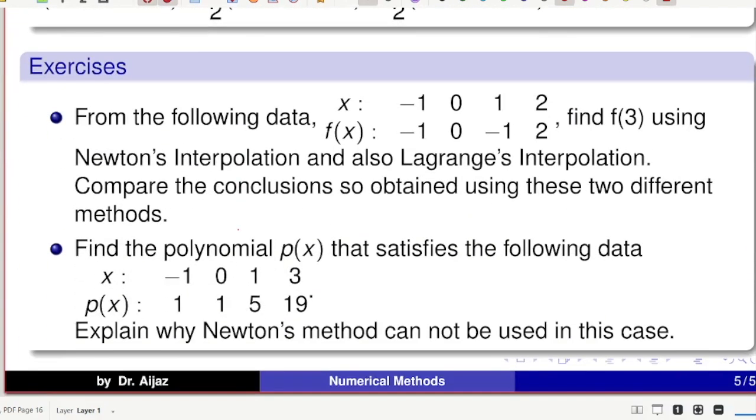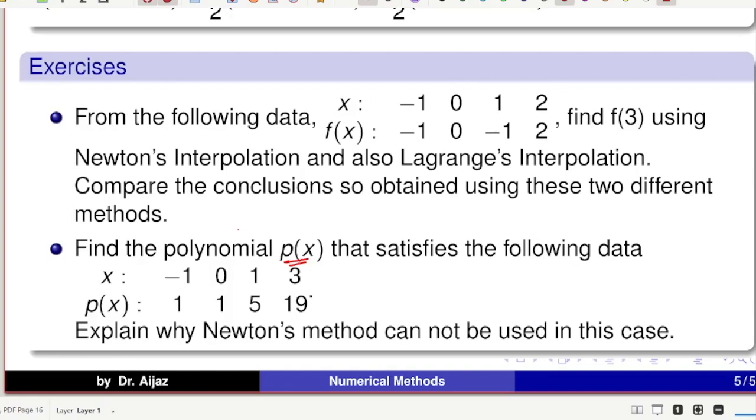And now we have another exercise. Find a polynomial p of x that satisfies the following data. We have x is minus 1, then p of minus 1 is 1, p of 0 is 1, p of 1 is 5, and p of 3 is 19. Now here we will try to find out the polynomial p of x which satisfies all these 4 points. Since 4 points are given, we will find a cubic Lagrange interpolating formula.